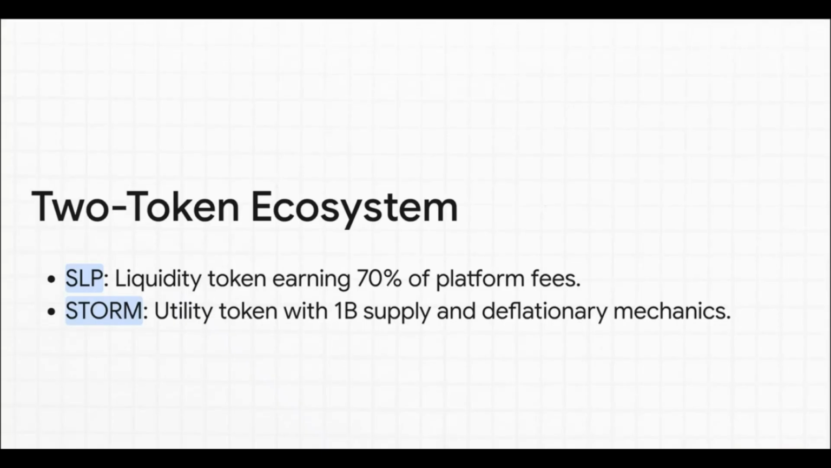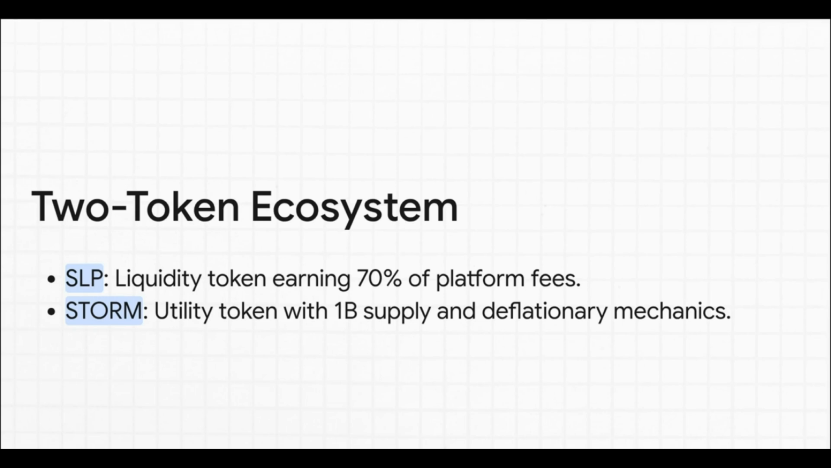Next up, Section 3, Storm and SLP tokens. So this entire ecosystem runs on two distinct tokens, and each plays a very specific, powerful role. First up is SLP, the Liquidity Provision Token. When you add liquidity to the platform, you mint SLP. And here's the massive incentive for doing that. SLP holders actually earn a staggering 70% of all platform fees. It heavily rewards you for keeping your assets in the vault.